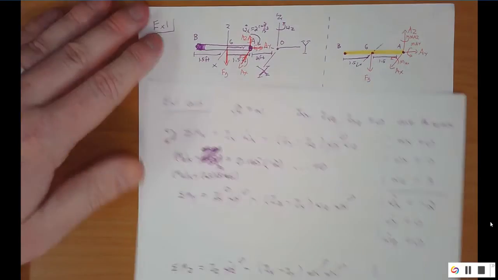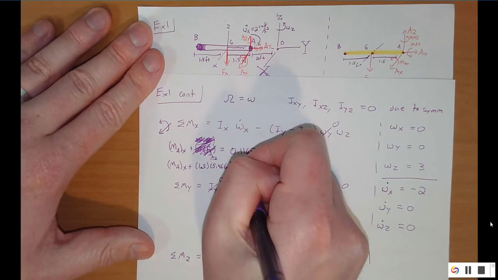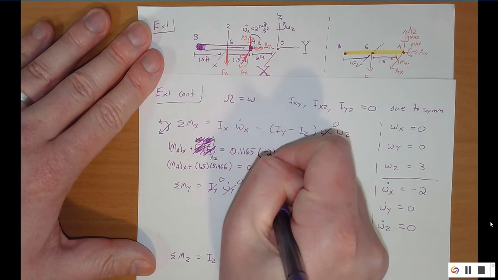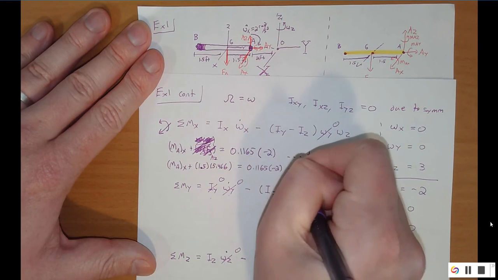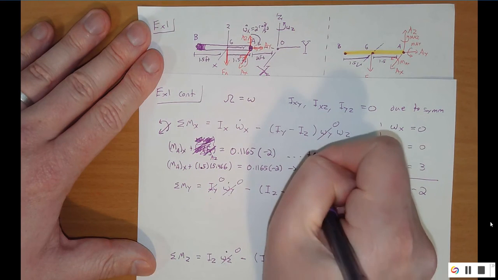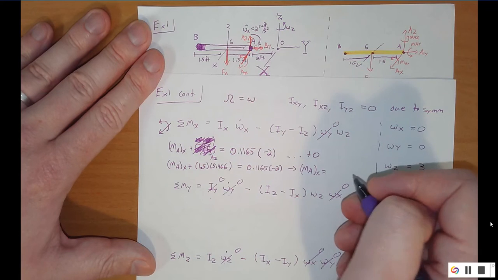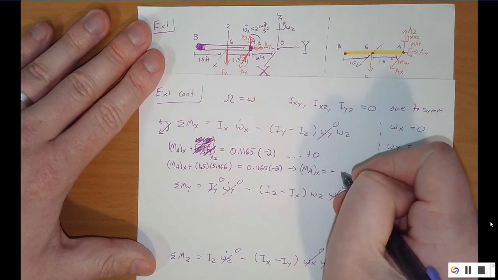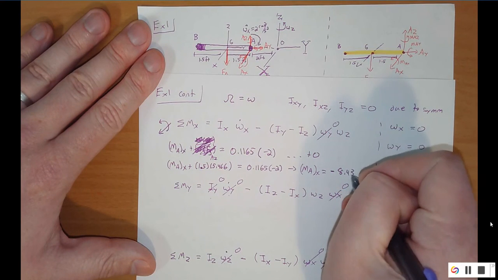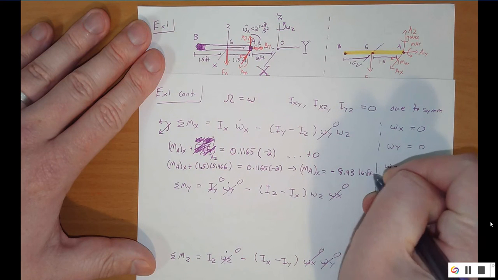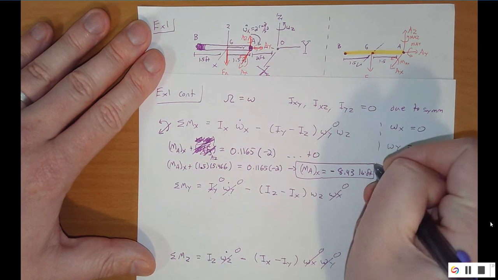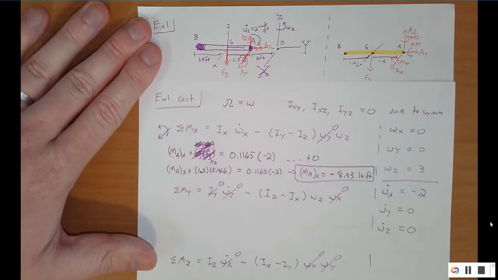And that's going to be equal to 0.1165 times -2. When you solve this for MAX, you will get a negative 8.43 pound-feet. Alright, so now, moments about the y-axis.